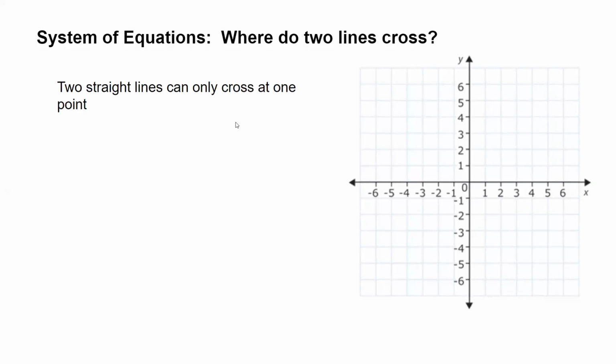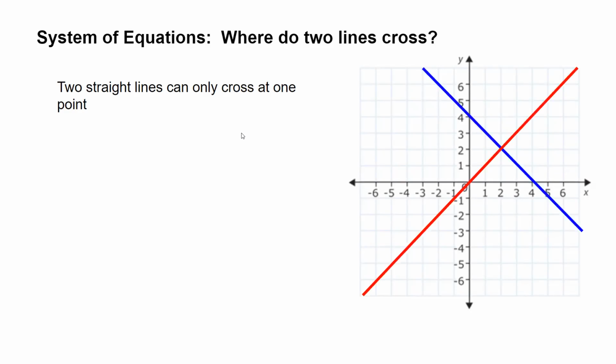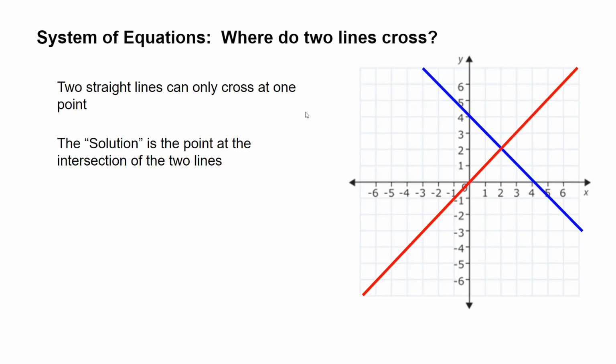So two straight lines can only cross at a single point. There we have a blue line, there we have a red line, and we can see that they only cross at one point. That is what we call the solution to that system of equations, the solution to those two lines. We can see that that's at the coordinate x equals 2, y equals 2. That is the solution to this system of equations.